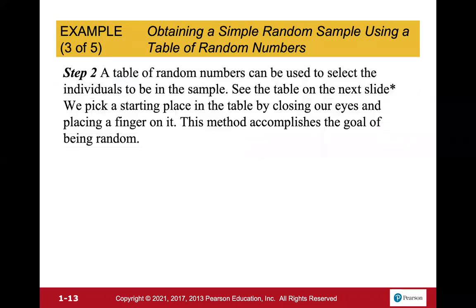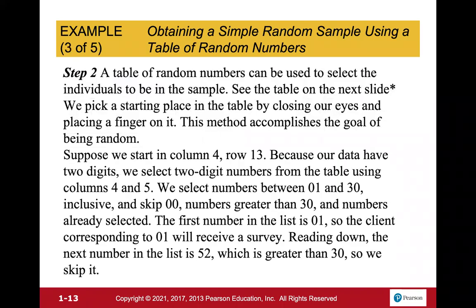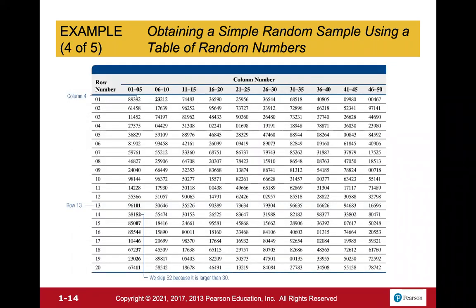Step 2: a table of random numbers can be used to select the individuals in the sample. See the table in the next slide. We pick a starting place on the table by closing our eyes and placing a finger on it. This method accomplishes the goal of being random. So me closing my eyes and selecting this spot right here, we would start definitely with this spot, the 4th column going down to the 7th row. Us starting here, that's basically making it random, closing your eyes and picking a place.